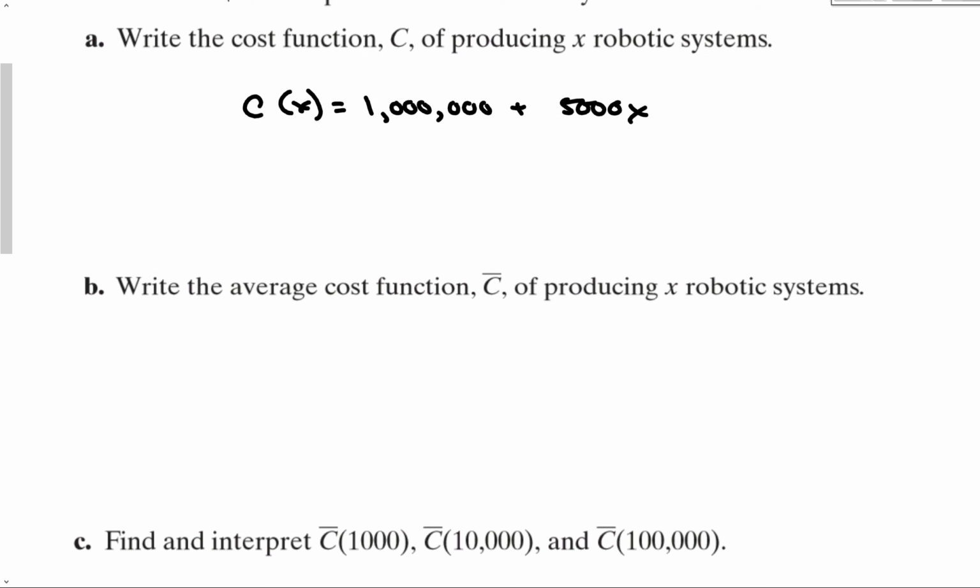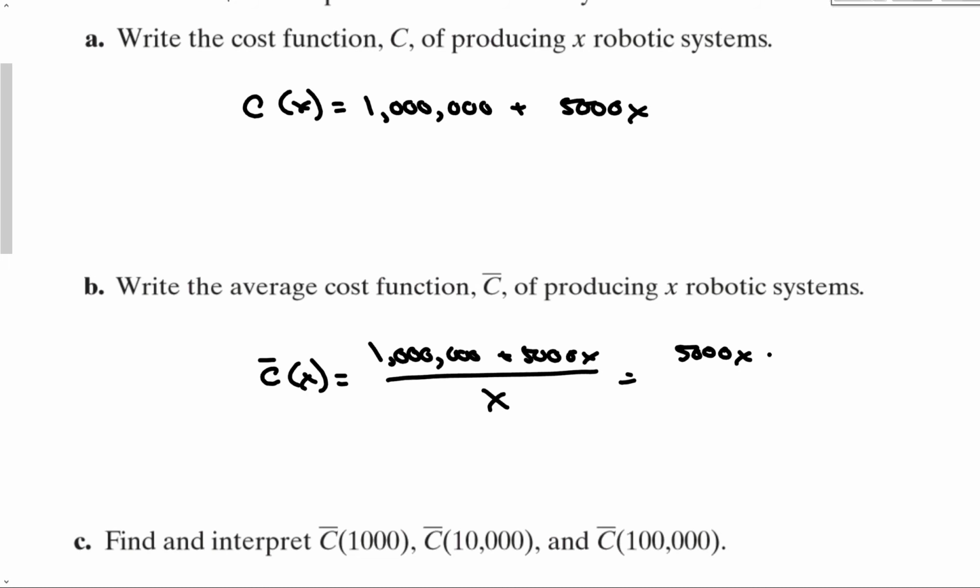Okay. Write the average cost. So we would take this and say 1,000,000 plus 5,000x over x. And of course, you should write this the other way, right? 5,000x plus 1,000,000 over x to keep it in standard form.